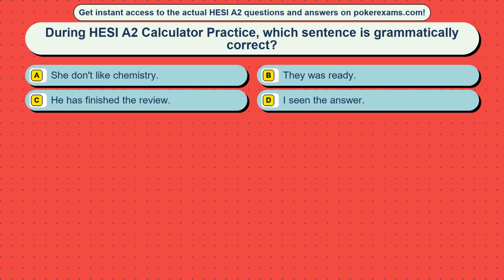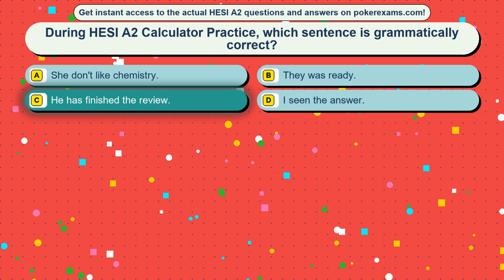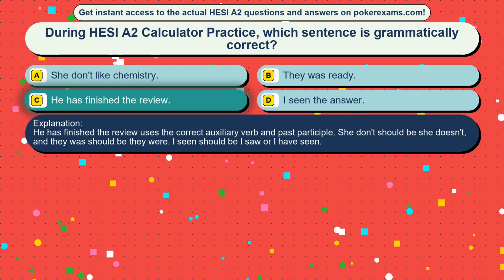Question 41. During HESI A2 Calculator Practice, which sentence is grammatically correct? Option A, she don't like chemistry. Option B, they was ready. Option C, he has finished the review. Option D, I seen the answer. The correct answer is option C, he has finished the review. He has finished the review uses the correct auxiliary verb and past participle. She don't should be she doesn't, and they was should be they were. I seen should be I saw or I have seen.